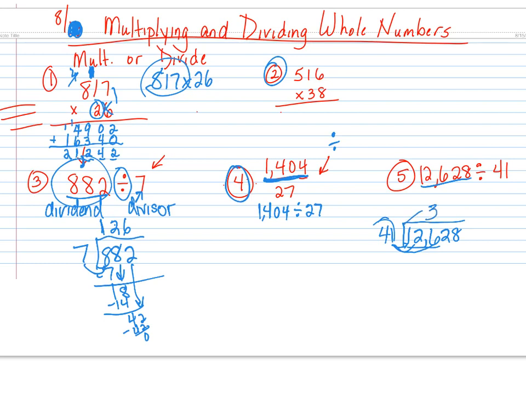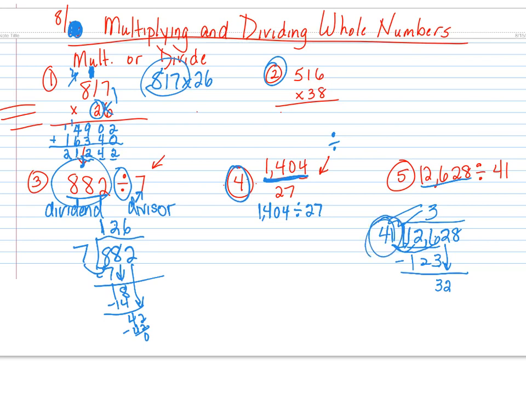So I go 3 times 41. 3 times 1 is 3. 3 times 4 is 12. I was right. I'm going to subtract. 6 minus 3 is 3. 2 minus 2 is 0. 1 minus 1. So I get a 3. I'm going to drop down my 2.